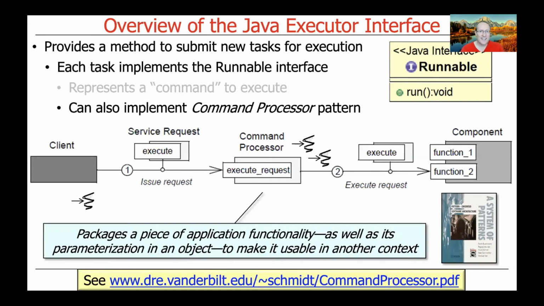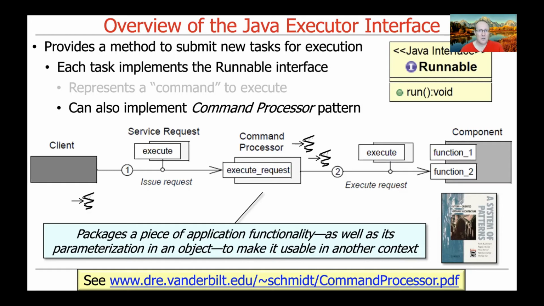You can also use the Runnable interface to implement something called the command processor pattern. And the command processor pattern is a so-called POSA 1 pattern. It appears in the Pattern-Oriented Software Architecture Volume 1 book written by my good friends and colleagues at Siemens Research. And what command processor does is it packages a piece of application functionality and basically makes that functionality into an object that can be parameterized, and then allows that particular object to be reused and run in another context. In this particular case, it could run in a pool of threads.